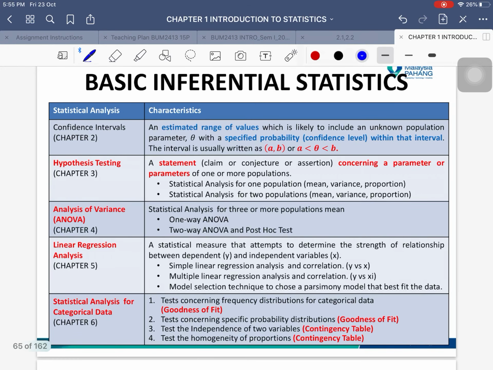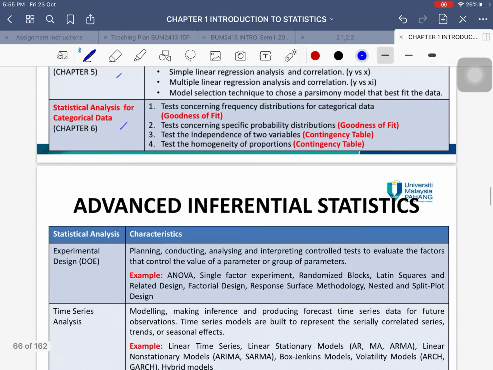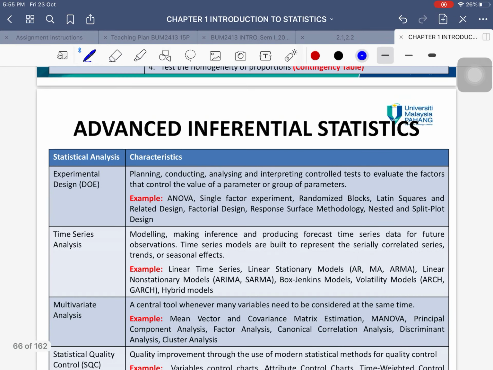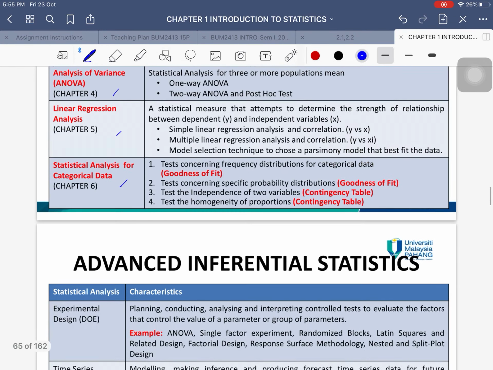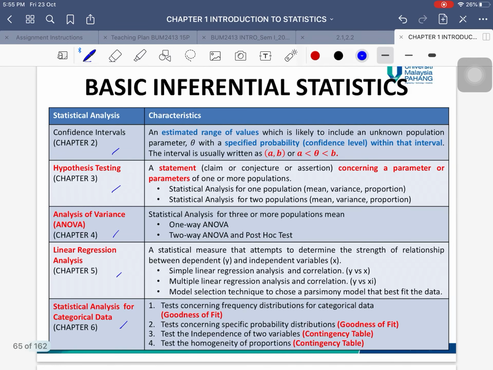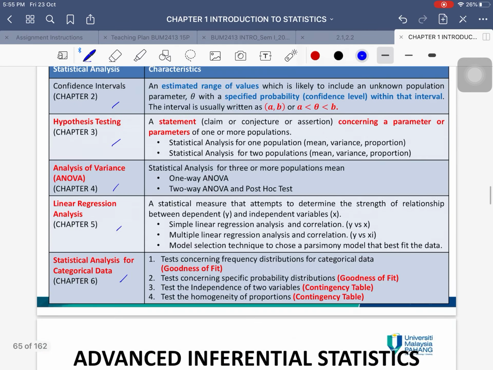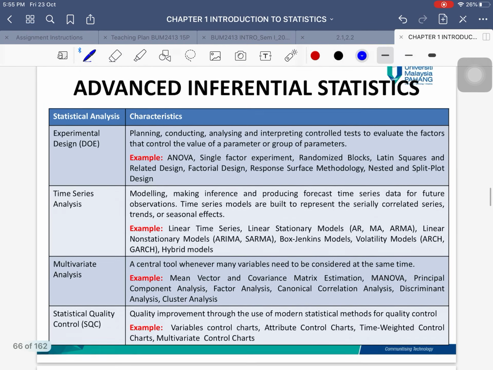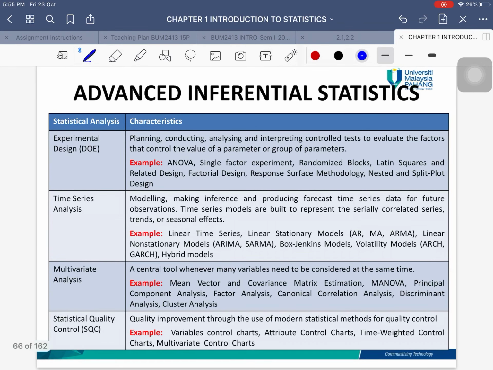So explore that later. Okay, these are going to be the basic inferential statistics. This is what we are going to discuss later from chapter 2 until chapter 6. And this is going to be advanced inferential statistics. So these are the most basic ones that people usually use. But this is the advanced one that I usually, being a statistics major, learned during my master studies.